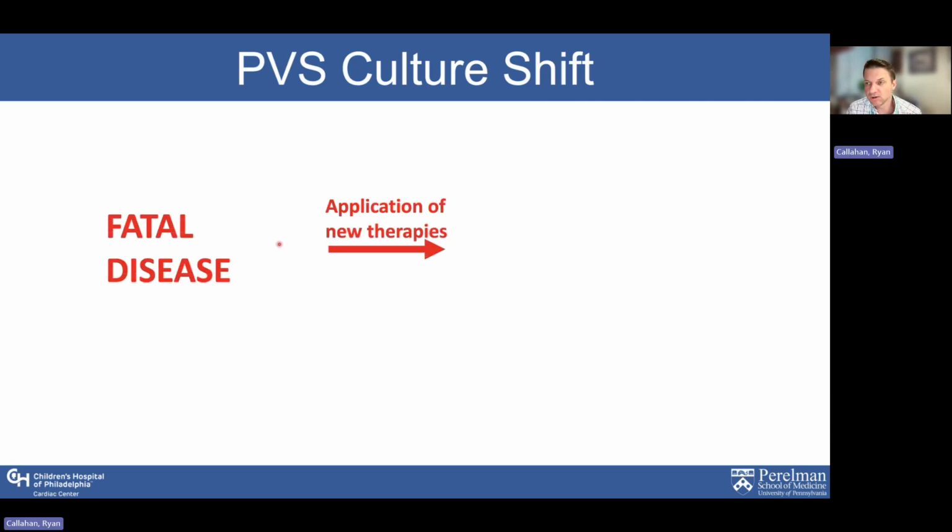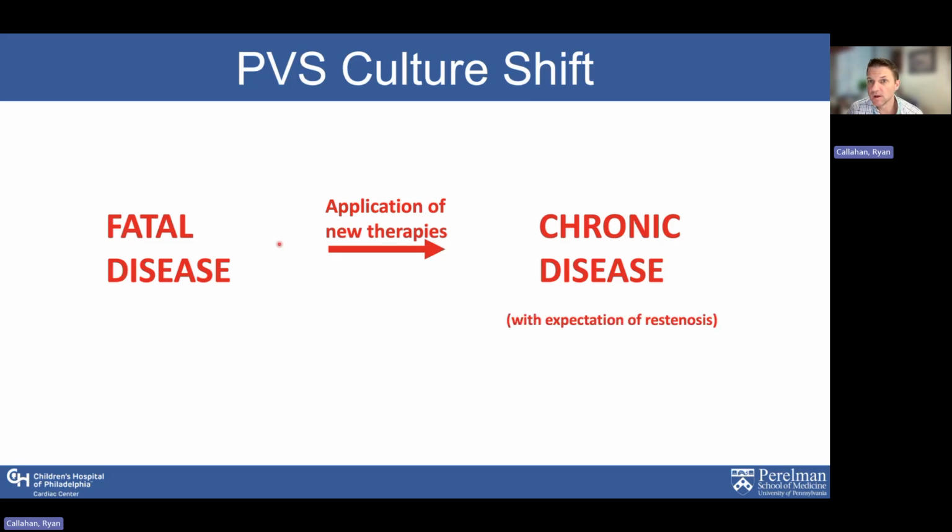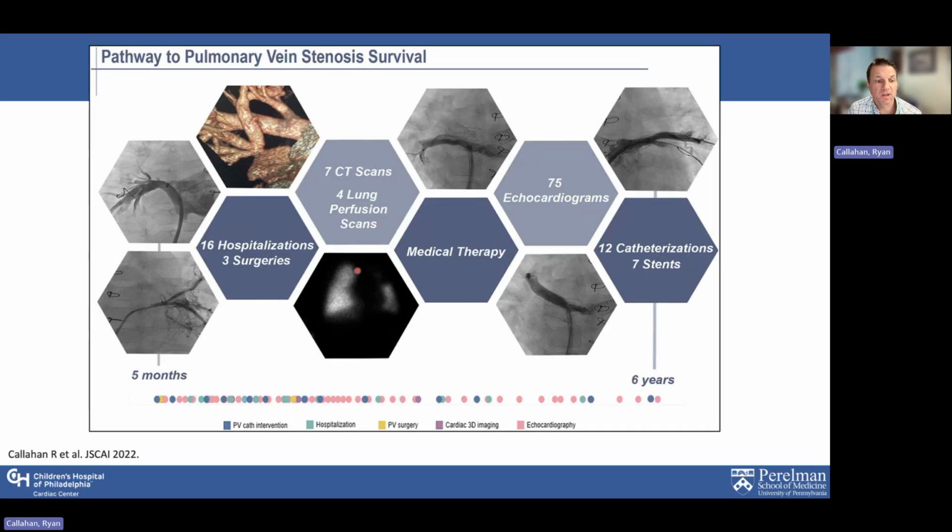And so ultimately, we had a universally fatal disease, and after the application of new therapies, and we'll go over the current management of PVS, it's turned more into a chronic disease with the expectation of restenosis that we treat as best we can. And this was a typical patient that you might be collecting, someone who's had pretty aggressive PVS, but you can see over the course of 6 years, they've had numerous surgeries, numerous catheterizations, imaging studies, medical therapy, hospitalizations. And so it's a lot potentially for the older patients, going back and collecting all this.